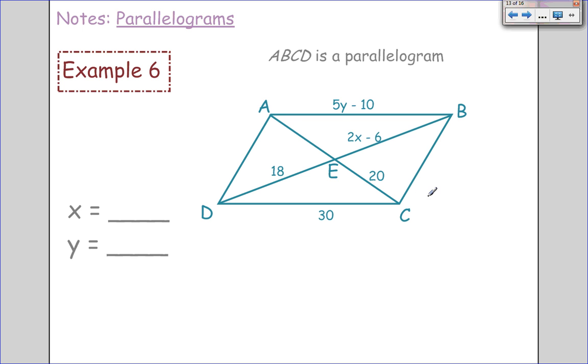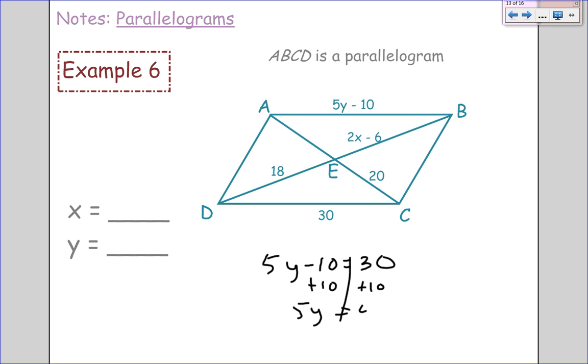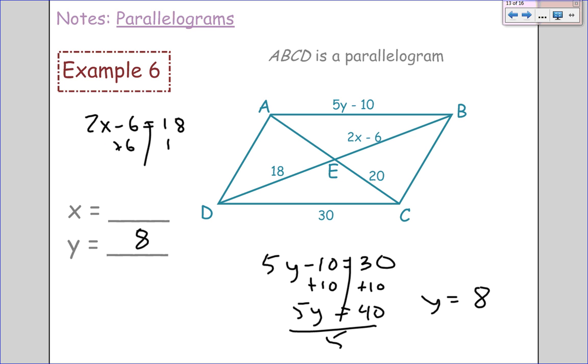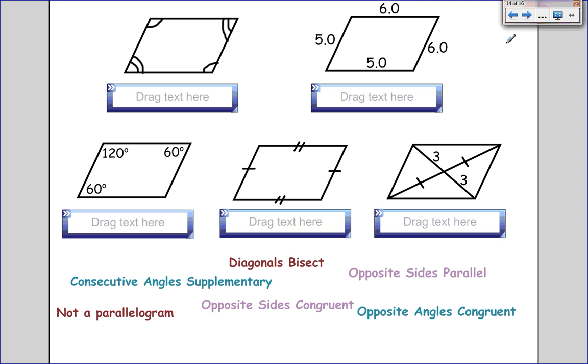So opposite sides are congruent. So 5y minus 10 equals 30. Add 10. 5y equals 40. And divide by 5, so y equals 8. Now the diagonals also bisect each other. So 2x minus 6 will equal 18. Add 6. 2x equals 24. Divide by 2, so x equals 12. Hopefully you got there and used both those properties.